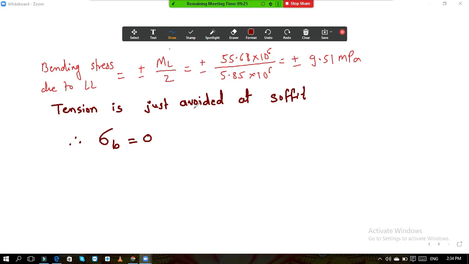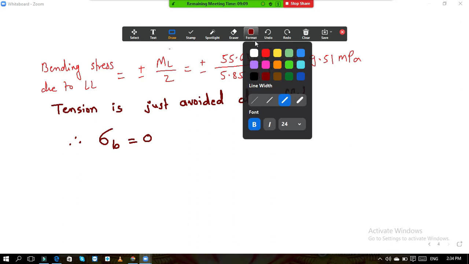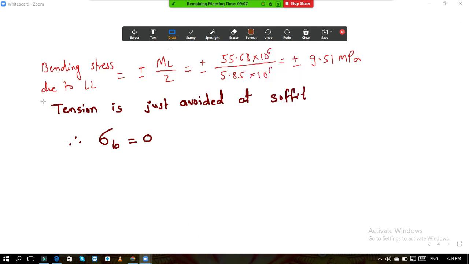So in this case we will put the value sigma b is equal to what? Sigma b is equal to 0. So this is your resultant stress at bottom. This is the condition given in the problem. This is the very important condition which is given in the problem.